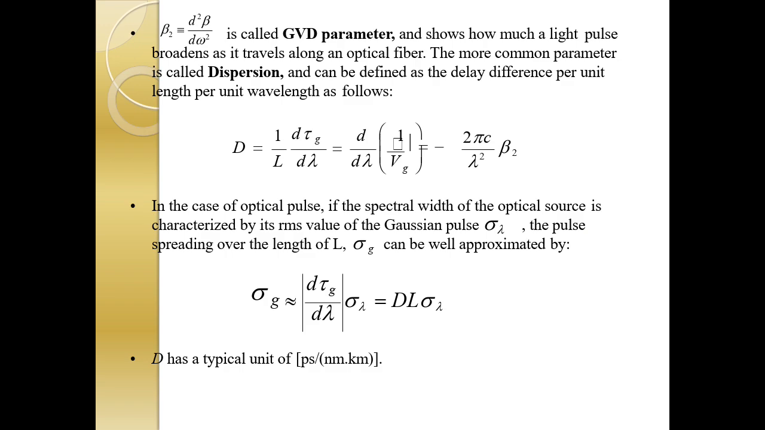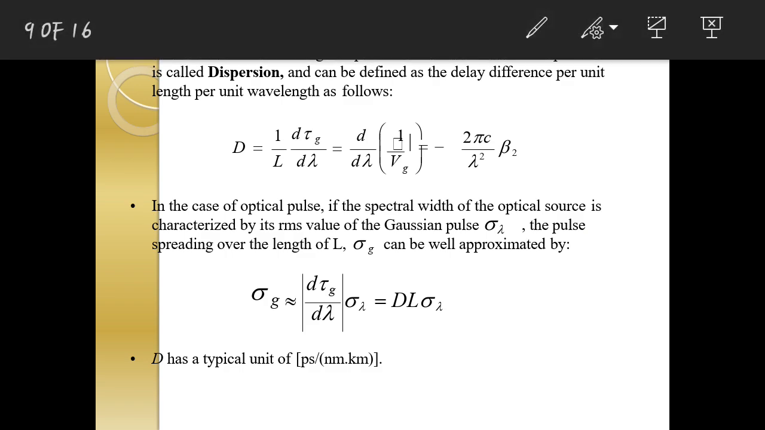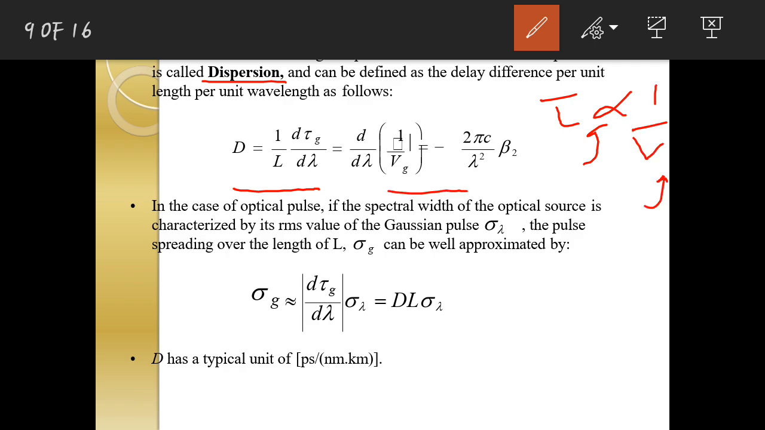So how to calculate your dispersion? Now the parameter is for dispersion calculated. Dispersion is going to be 1 by L tau g by tau lambda. What is tau g? Tau g is inversely proportional to 1 by Vg. So substitute over here, and you get your parameters. Therefore, dispersion is proportional to the propagation constant, your spectral frequency.